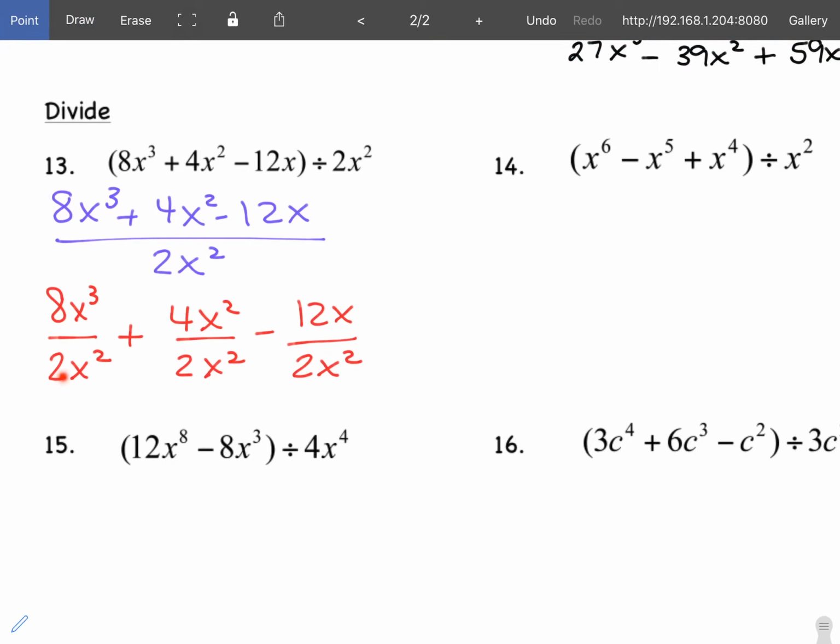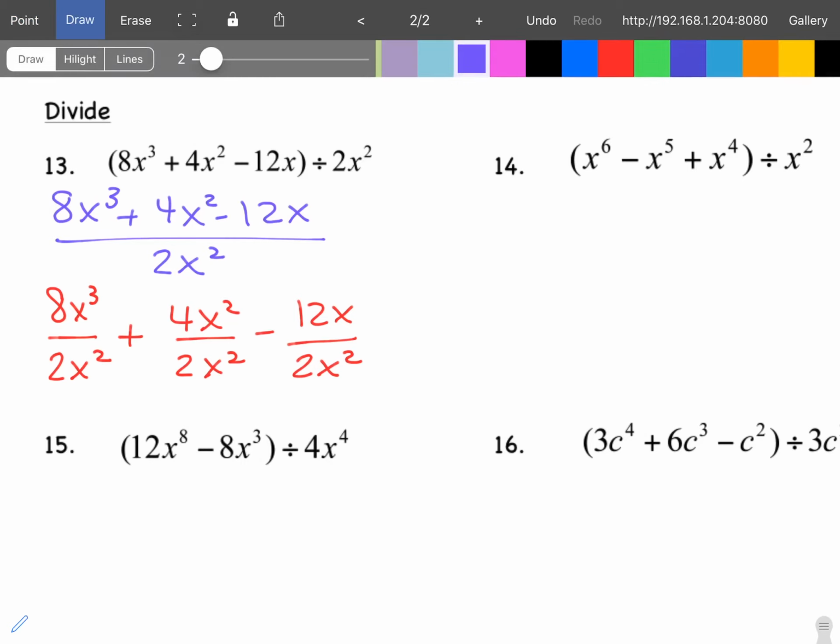portion here, 8 divided by 2 would be 4. And then remember, when we're dividing, as long as we have the same base, we can subtract our exponents. So that would be 4x to the first power, or 4x, plus 4 divided by 2 would be 2, but these x's cancel, so we don't have any x's, minus, and then 12 divided by 2 would be 6. Now this is an x to the first power, so when we do 1 minus 2, we get x to the negative 1 power.